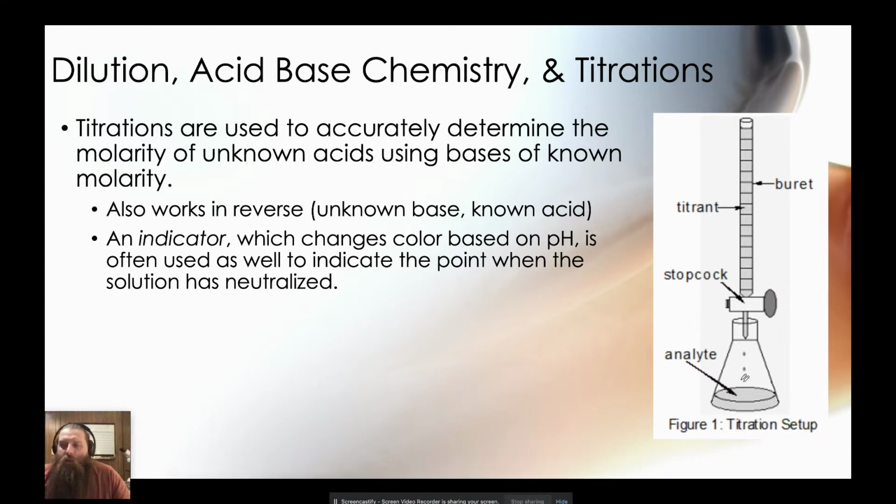So we have an Erlenmeyer flask at the bottom here, and suspended over it is a burette. And the burette has a couple different interesting characteristics. Number one, it's kind of like an upside down graduated cylinder. It's very accurate as far as the volume that it measures. And at the bottom, it's got this thing called a stopcock.